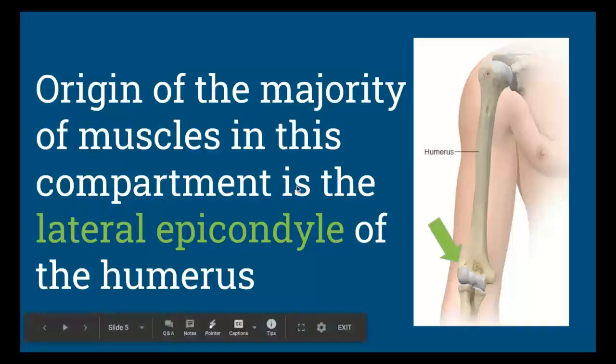Another nice generality is that the origin of the majority of the muscles in this compartment is the lateral epicondyle of the humerus. I have that nice green arrow right here pointing at the lateral epicondyle of the humerus. And remember last week when we were talking about the anterior forearm muscles, the origin was mostly the medial epicondyle of the humerus. So today we're really going to be looking at the little guys coming off of the lateral epicondyle of the humerus.